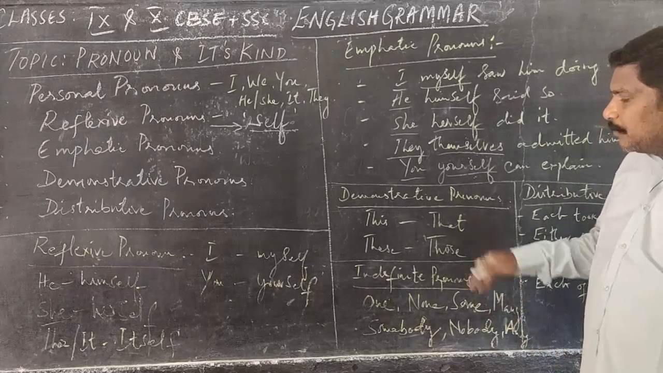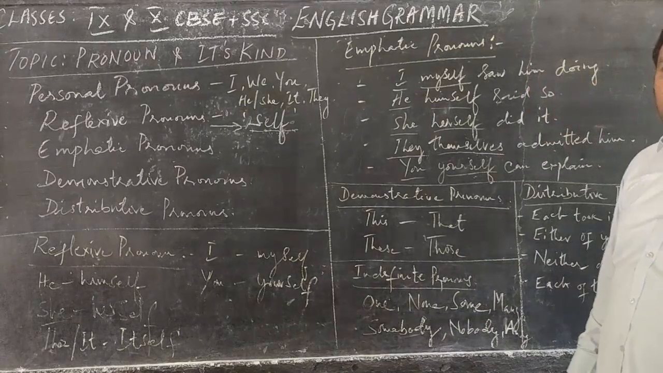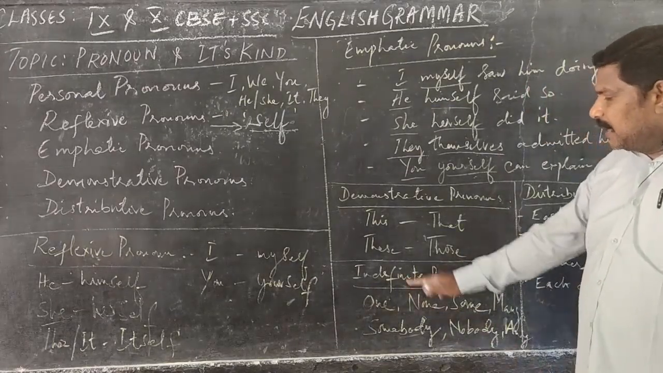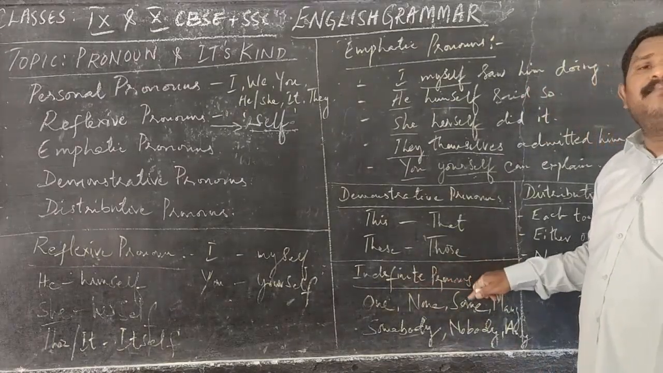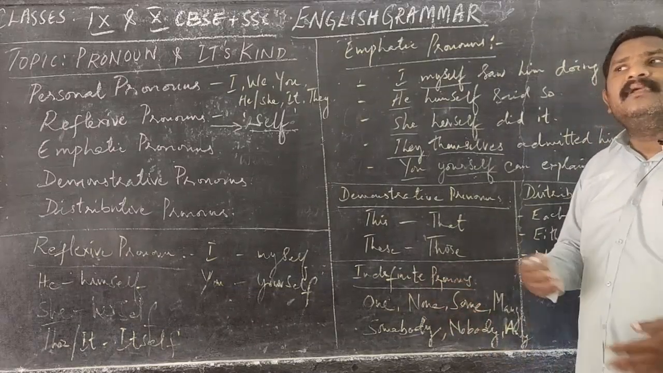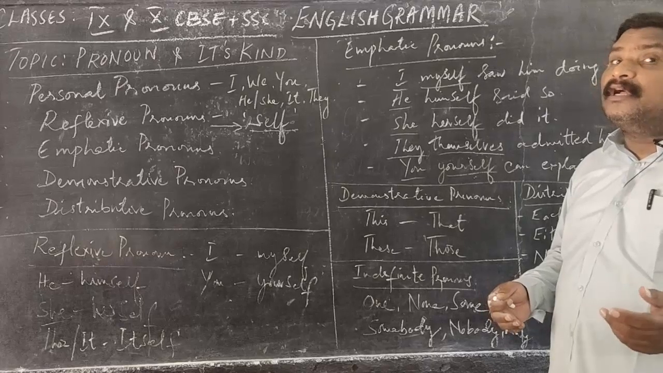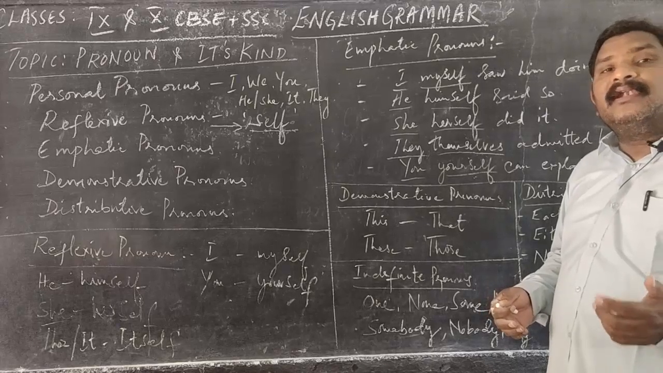This set of words is called demonstrative pronouns. Now the next one is indefinite pronouns. In the word itself it is understood: indefinite, it is not definite, it is someone. Which words fall under indefinite?